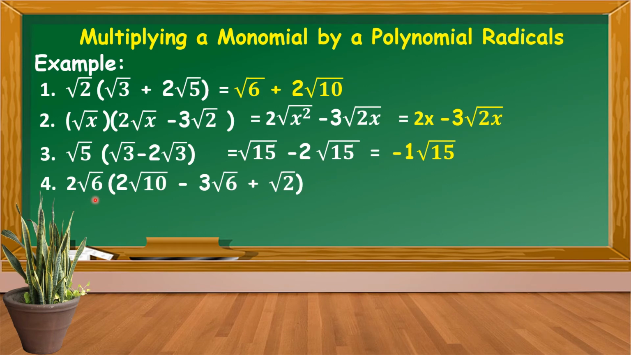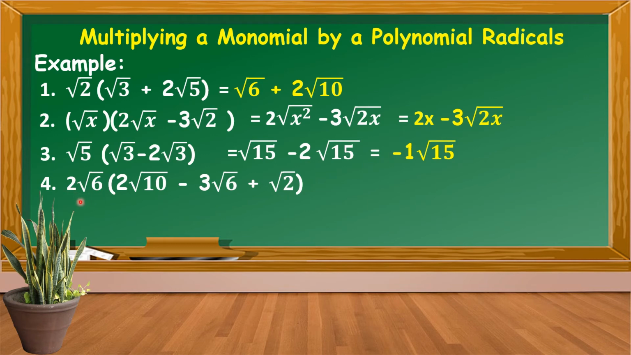Number 4. 2 square root of 6 times 2 square root of 10 minus 3 square root of 6 plus square root of 2. The same, we will use the distributive property. So, again, examine the example. They have the same index, but different radicand. We can simplify or multiply this by distributive property.